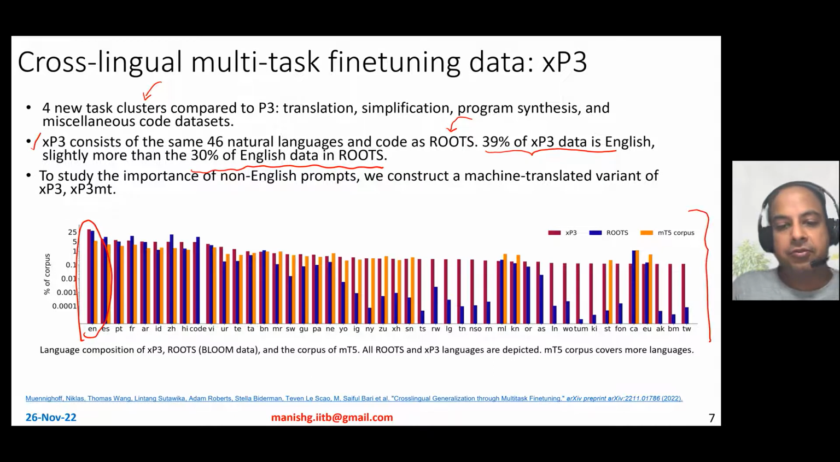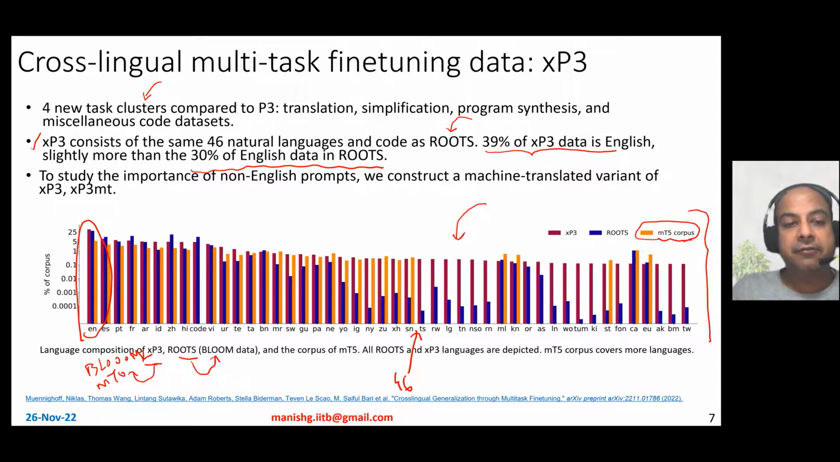This language distribution looks at 46 different languages, which are shared between the XP3 and ROOTS datasets. Remember, the ROOTS dataset was used to train the BLOOM model, and the XP3 dataset has been used to train the BLOOMZ model, and as we will see soon, BLOOMZ and mT0 models. This is also being compared with the mT5 corpus, which was used to train the mT5 model. Of course, the mT5 corpus contained even more languages, but this chart shows the distribution for 46 languages across these three different datasets.